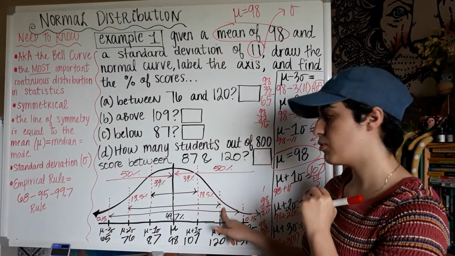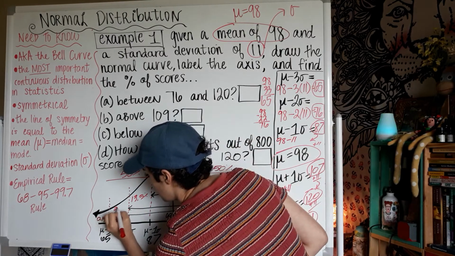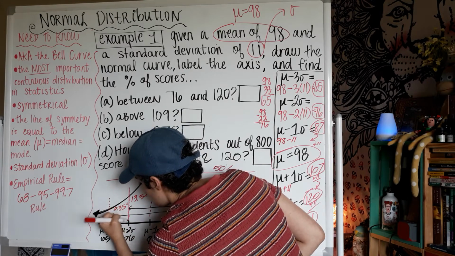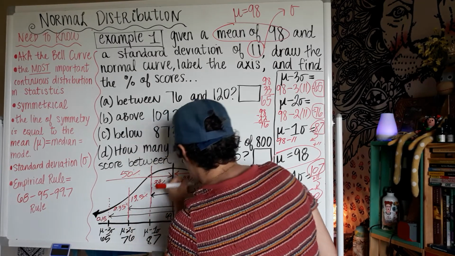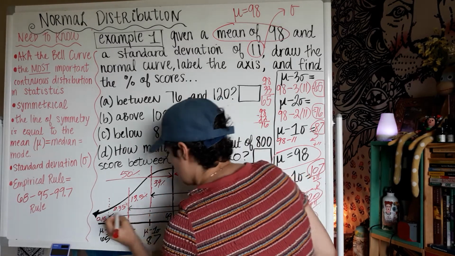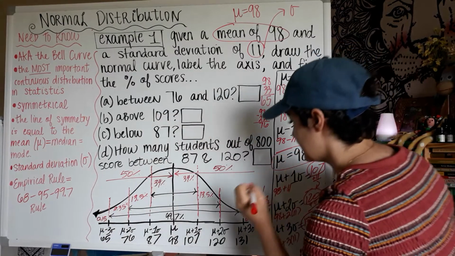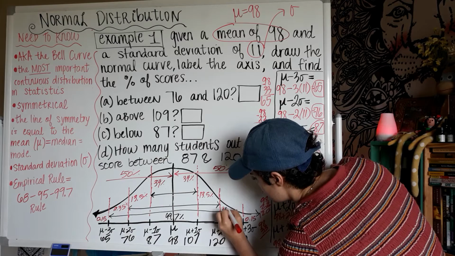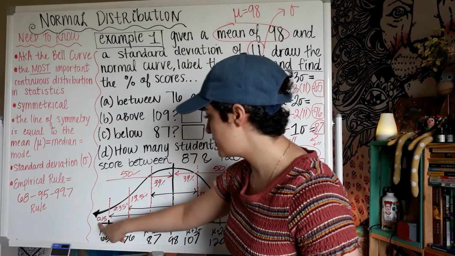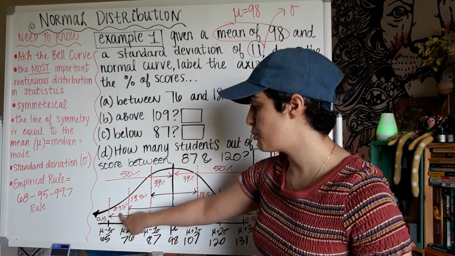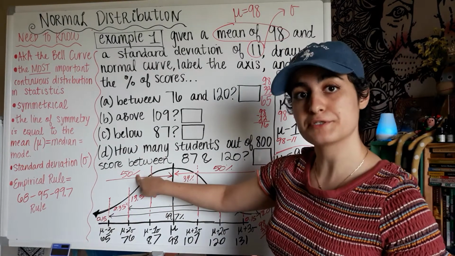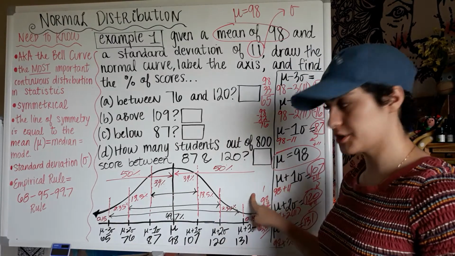2.35%, 2.35%. Okay. And then this is 2.35%. So if you add up all these percentages, this 0.15 plus 2.35 plus 13.5 plus 34, you're going to get 50%. Same thing over here, you're going to get 50%.